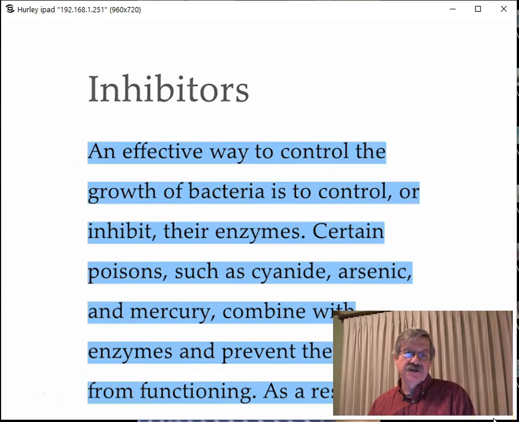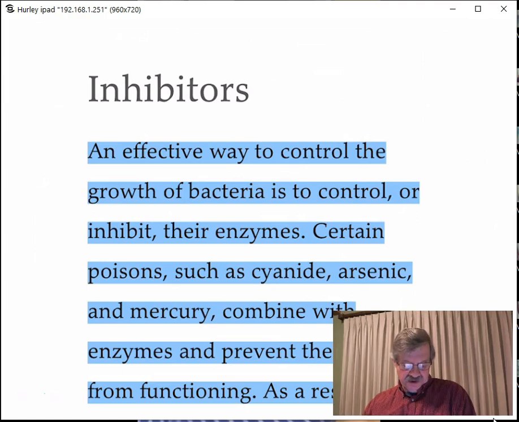Let's look at this section now, inhibitors. It's the idea that we have all these different enzymes in our cells, or the bacteria has all these different enzymes in its cells, and we don't need every one of those enzymes trying to function at the same time. So there has to be control mechanisms. One of these control mechanisms is inhibitors.